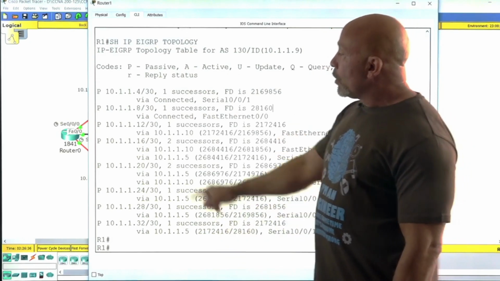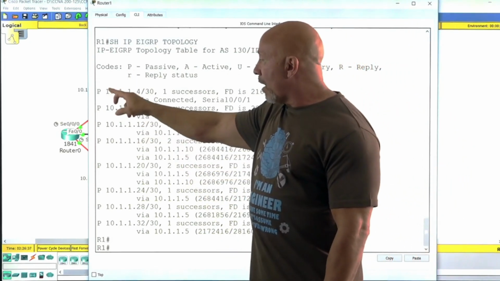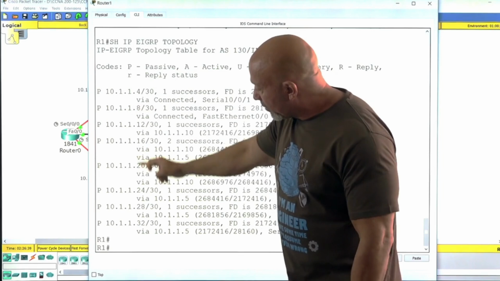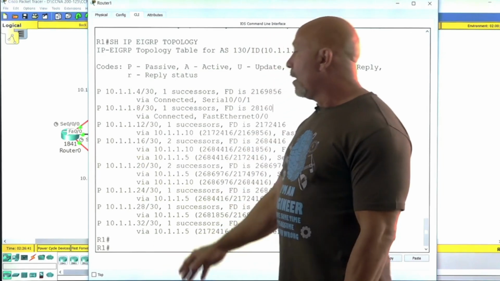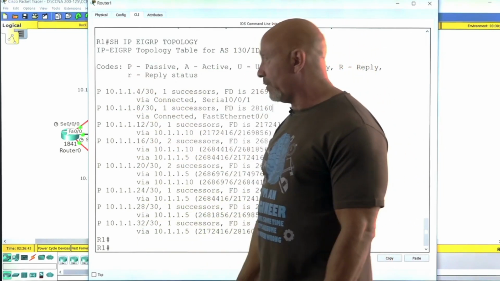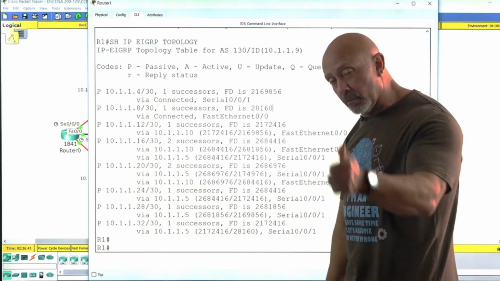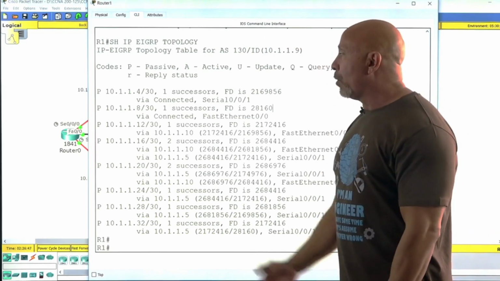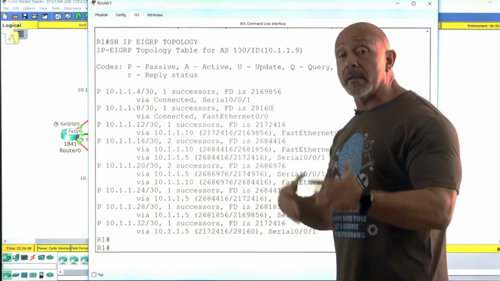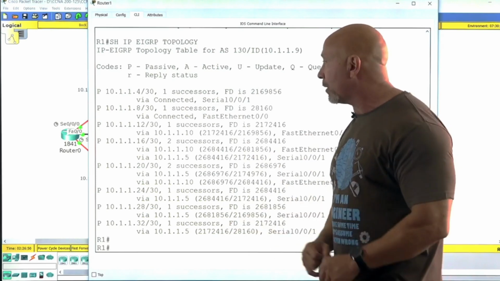You can see that on the left-hand side, right by each network that the router has learned, there is a P for passive, and that is good. We want to see that. We want to see that there are P's because that means it has converged. We know about that network.